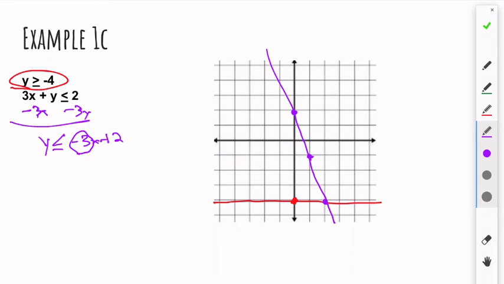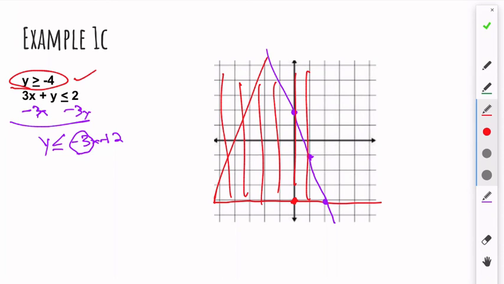Okay, so now let's do our shading. I always like to get my lines on there first, and then I do my shading. So I'm going to go back to my red equation here. It says y is greater than or equal to negative 4, so it's everything above. It includes all of this. And then for my purple equation, it says y is less than this thing, so it's going to be everything that's on the underside of the purple line.